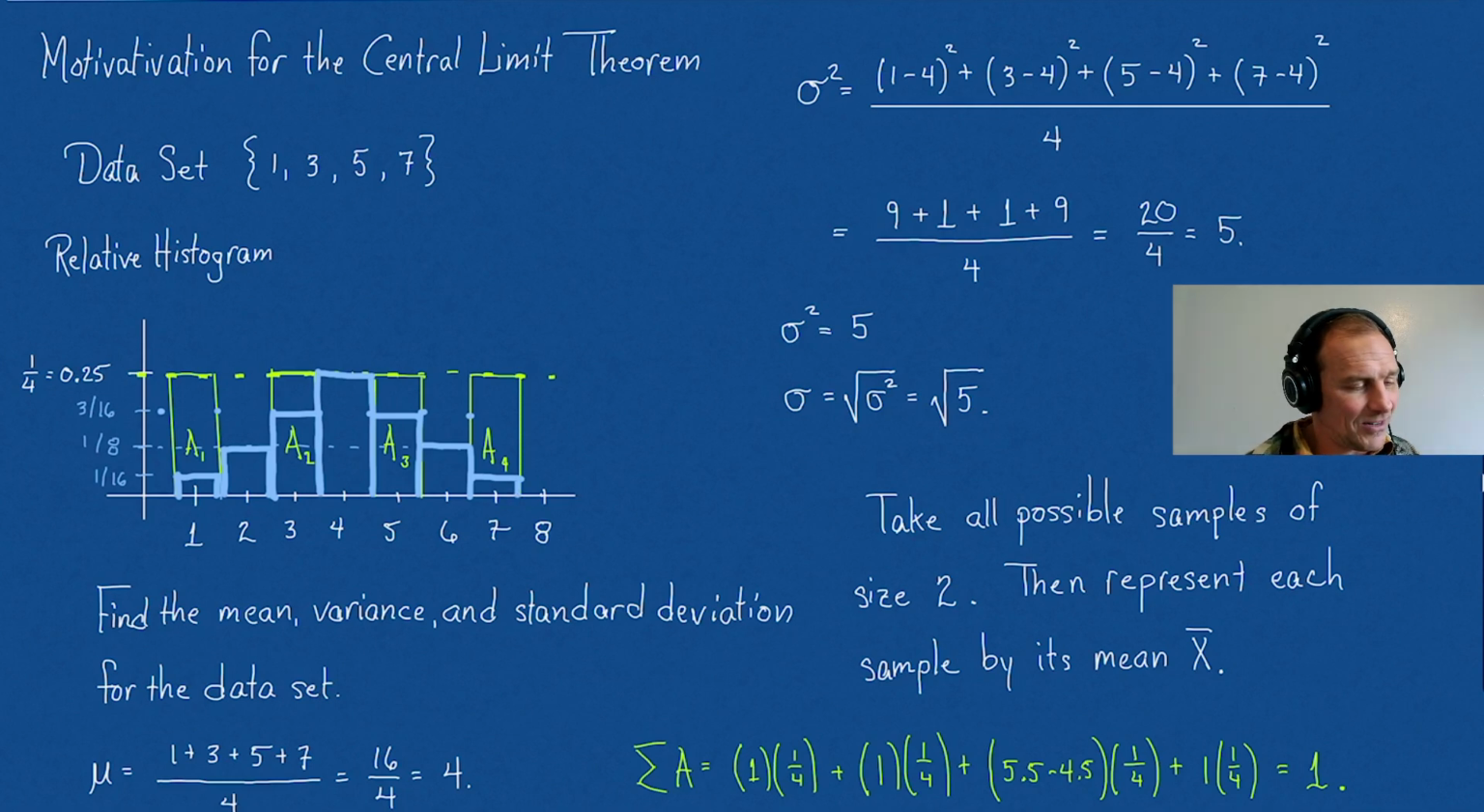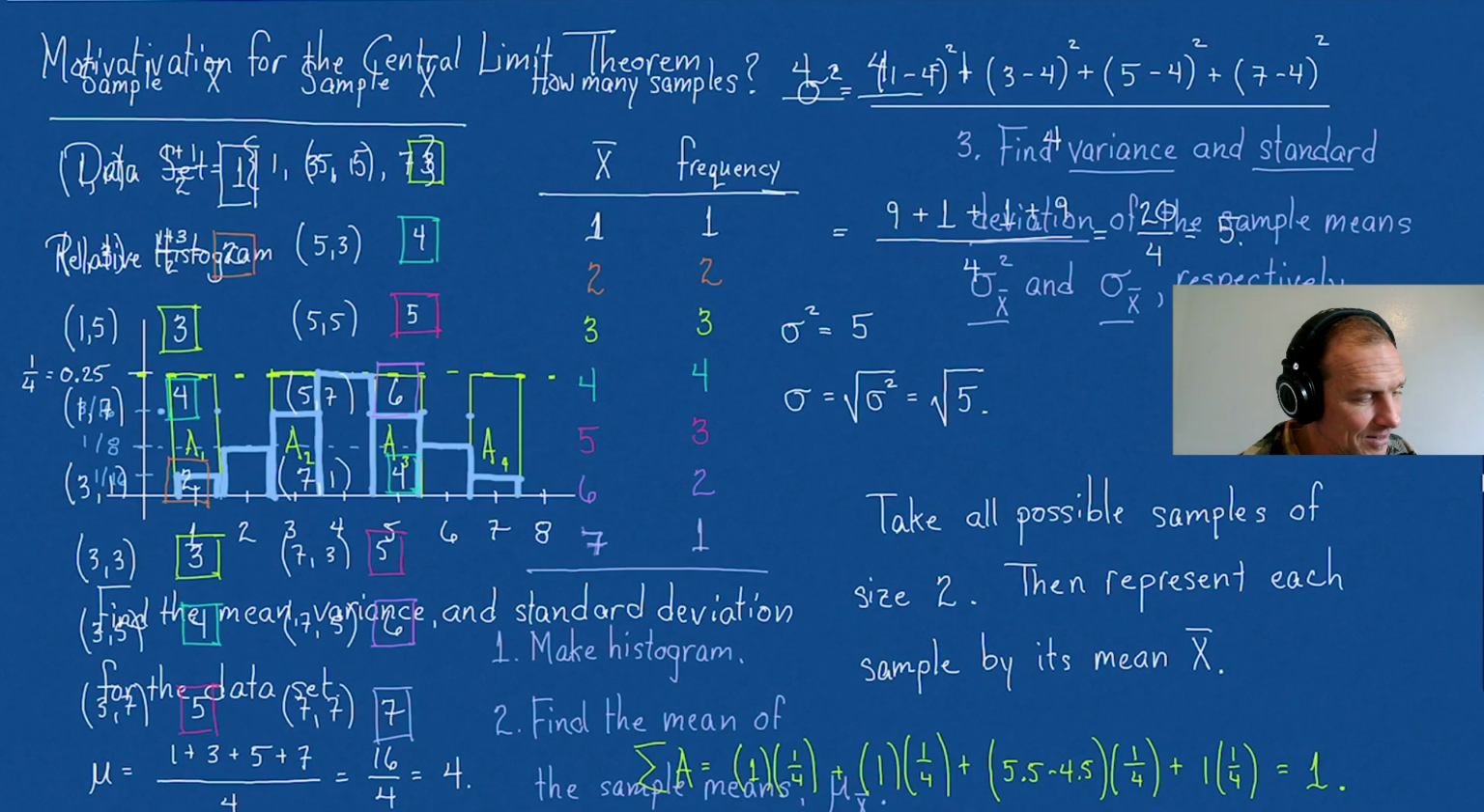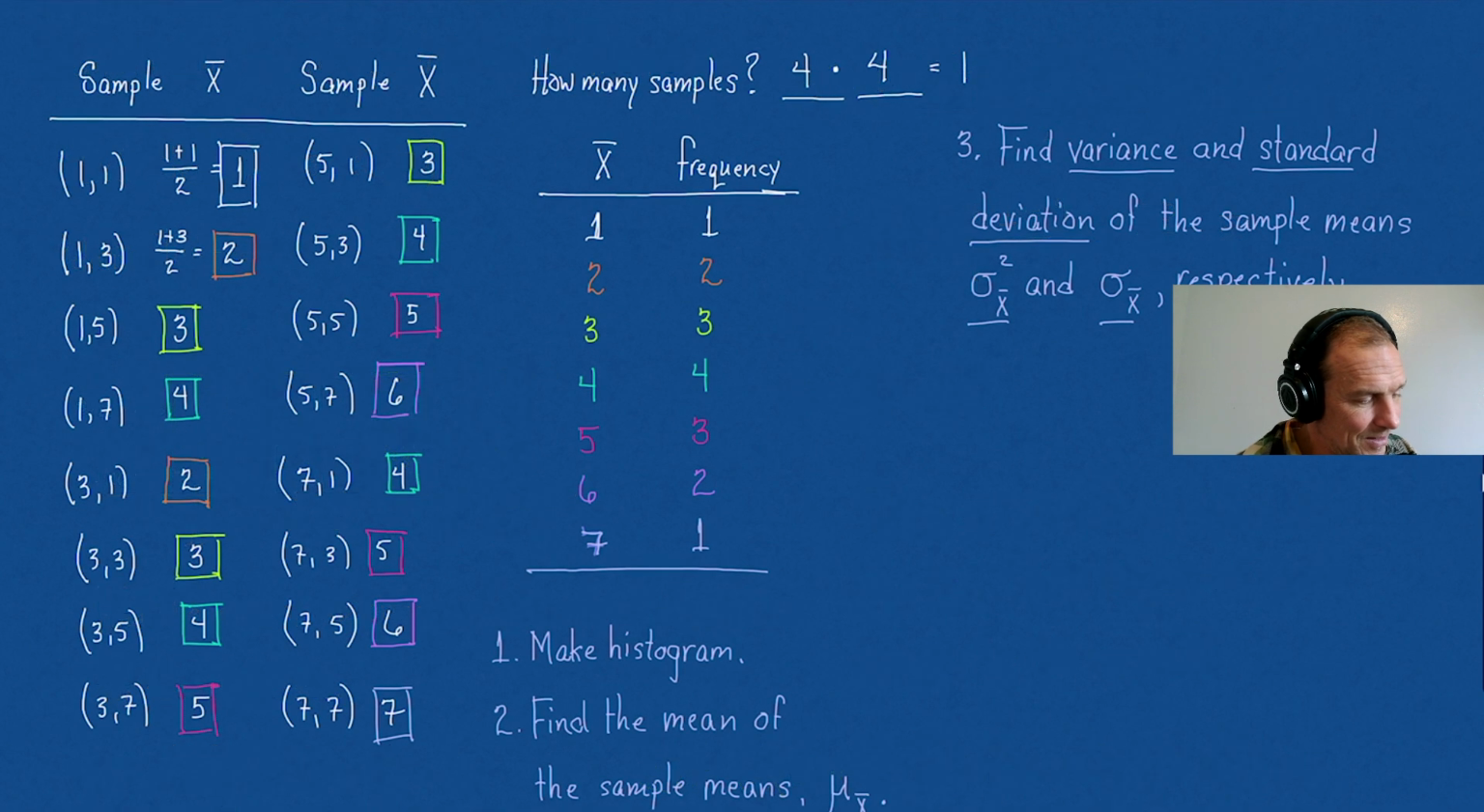And that is what we get. Notice this is starting to look more normal. And at the very end here, I'm going to show you what happens if you just take all possible samples of size 3, how much more normal looking it begins. Now, let's return. I'm going back to step 2. Step 2 says find the mean of the sample means.